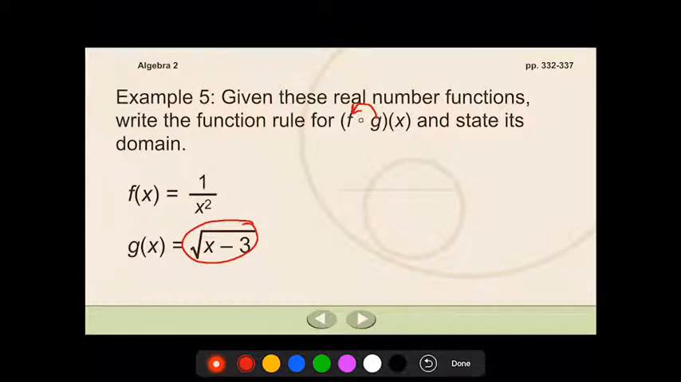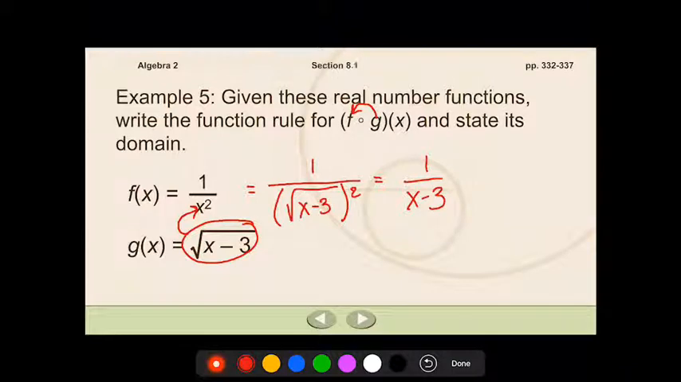So I literally take that value for g of x and I plug it into where I have x in the f of x function. Again, f of g of x, a composition function, you take the second function, the g function in this case, and substitute it into the f function. So that would equal 1 over the quantity, the square root of x minus 3, and that quantity is being squared because it says x squared. So this one's easy, right? Because it just simplifies, and you get 1 over x minus 3 for your function.